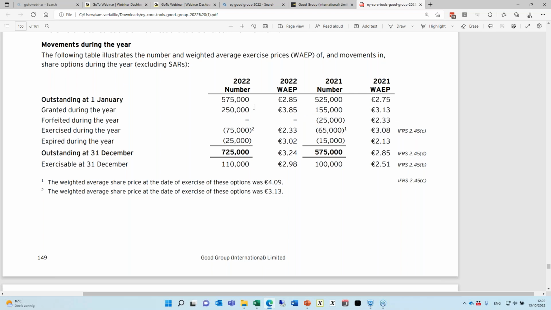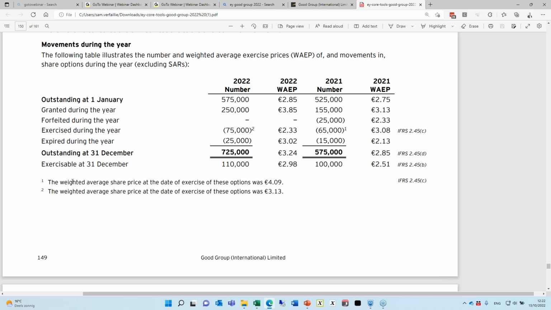What you see here is also that we have the weighted average price. What you need to do here also every time is the weighted average option price. Mention what is the price here of the options. For the exercises, you see here the 1 and the 2. Normally I don't use the 1 and 2, but I include really also a table. For all the exercises, you need to mention, also disclose, what is the average share price that was applicable when the options were exercised.